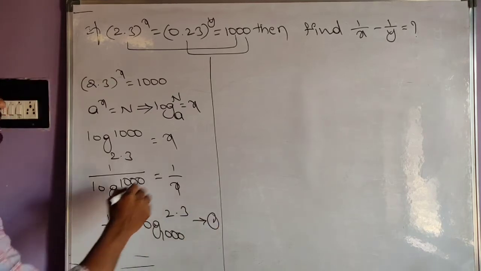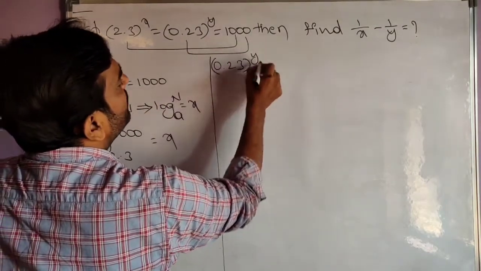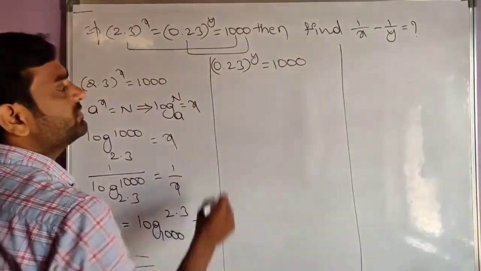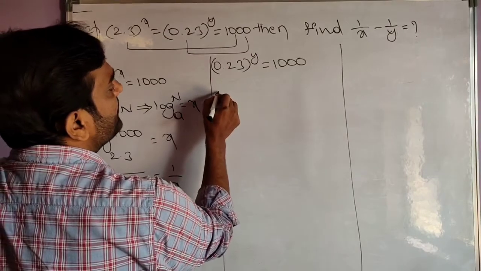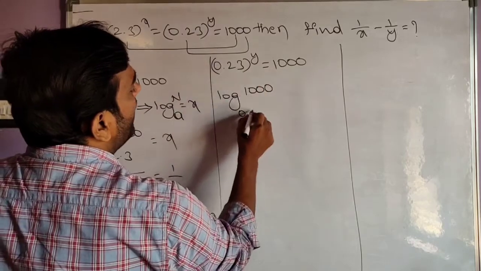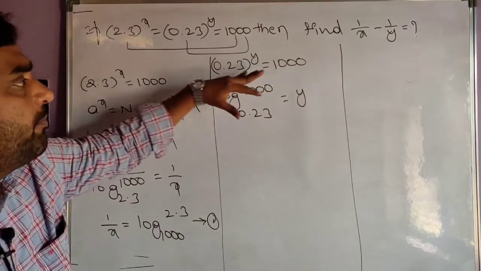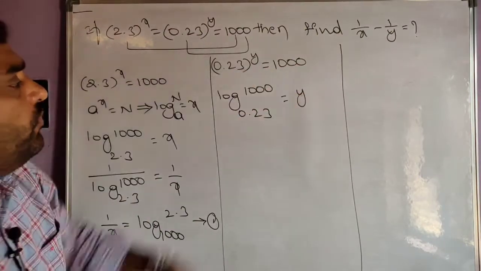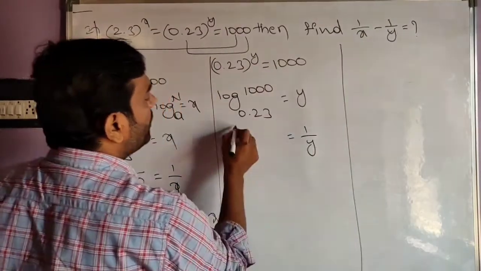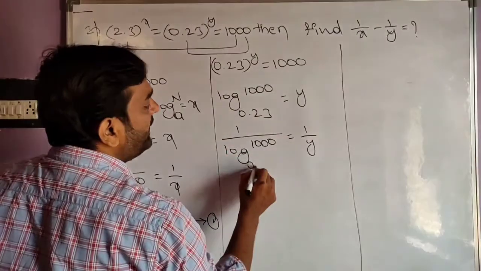Okay, now coming to the other one, 0.23 power y is equal to 1000. So it can be written as log 1000 base 0.23 is equal to y. We need the reciprocal of y again. So 1 by y is equal to 1 by log 1000 base 0.23.